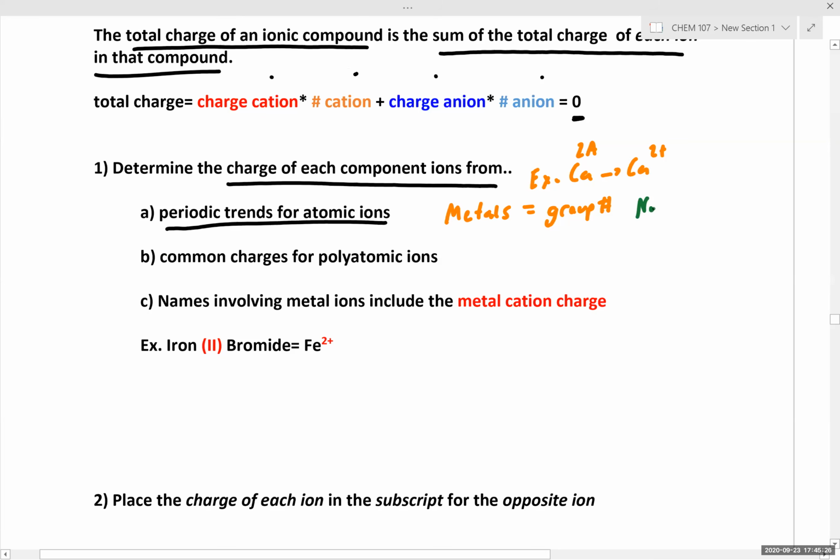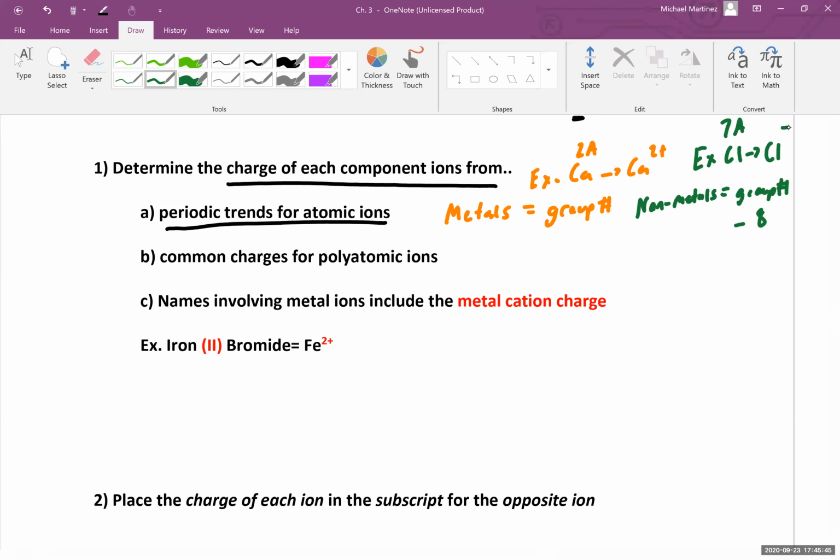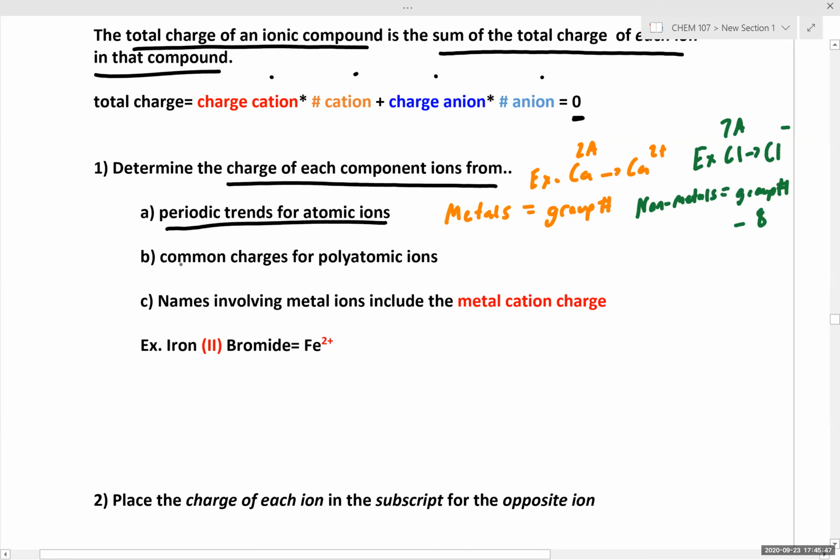Conversely, our nonmetals adopt a charge equal to their group number minus 8. So for example, chlorine, which is a 7A element, forms chloride, Cl-. Another way that you determine the charge is that you need to know the common charges of the polyatomic ions from the table I've provided you. If you don't know the charge for a polyatomic ion, you're somewhat stuck.